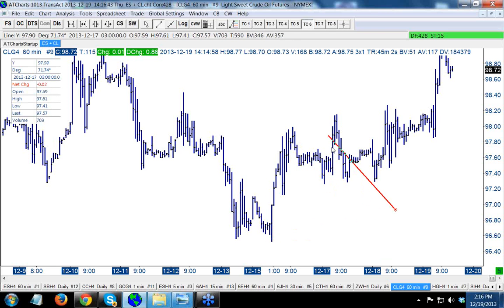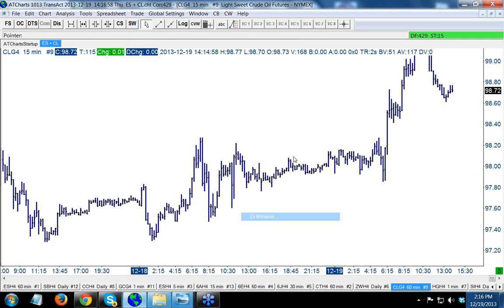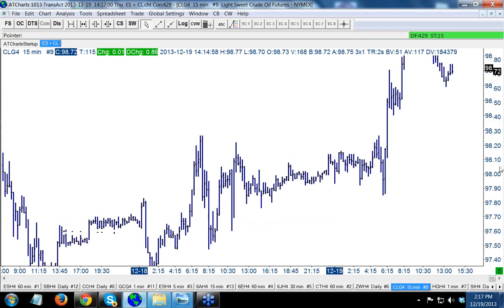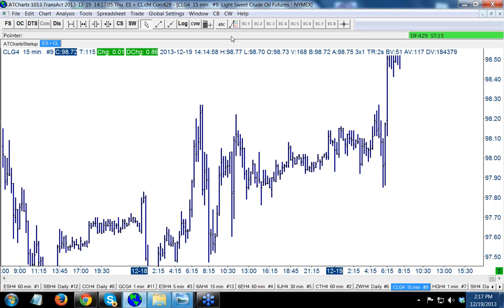Shallow or medium shallow, deep, deep, deep, deep, deep, chop, chop, chop, right around here, okay? Now I'm thinking, okay, bounce a little bit here, I'm going to short it. Let's see what happens right here. I'm on the 60-minute chart, so I'm going to go down to a 15-minute chart, okay?